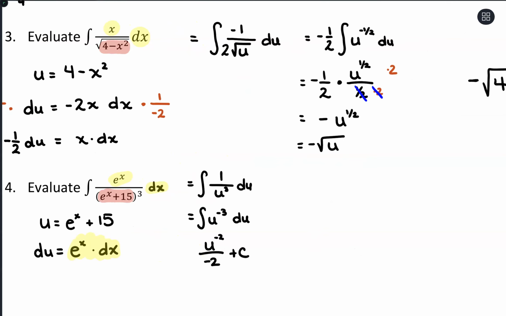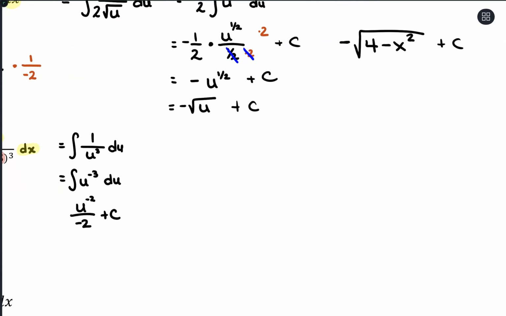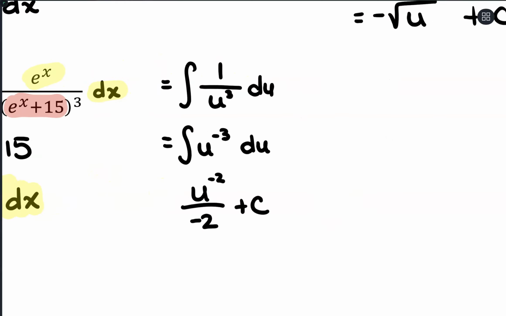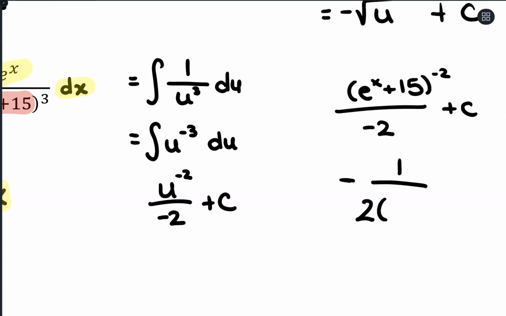And I forgot my plus c on that last example. Whenever we take that antiderivative, we should have plus c at the end. Did I get it up above? Good. Okay, so u to the negative 2 over negative 2 plus c, and then we're just going to substitute back in e to the x plus 15. So this is e to the x plus 15 to the power of negative 2 divided by negative 2 plus c, and then I'm just going to adjust this so that it has a positive exponent. So this is going to be negative 1 over 2 times e to the x plus 15 to the power of positive 2 plus c.